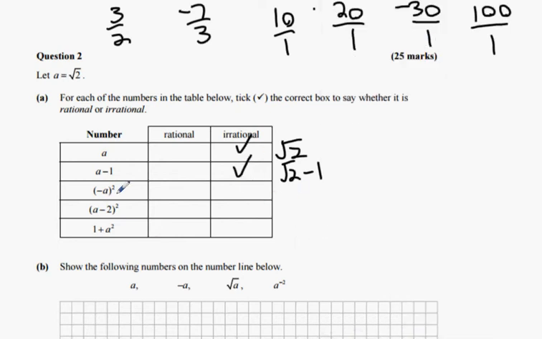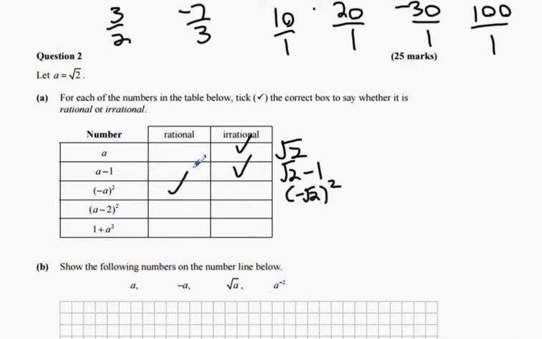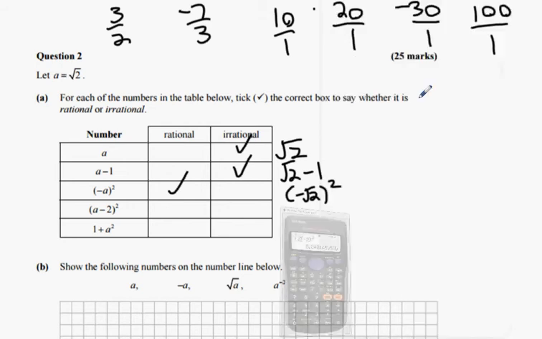Next one, minus a squared. So it's minus root 2 squared. Put that into the calculator. Minus root 2 squared, what happens here then? Minus 2. Rational. Okay, a minus 2 squared. So that is, in effect, root 2 for a, then take away 2, and make sure that it's outside the square root sign. Square it out. Rational or irrational? Irrational, no pattern.